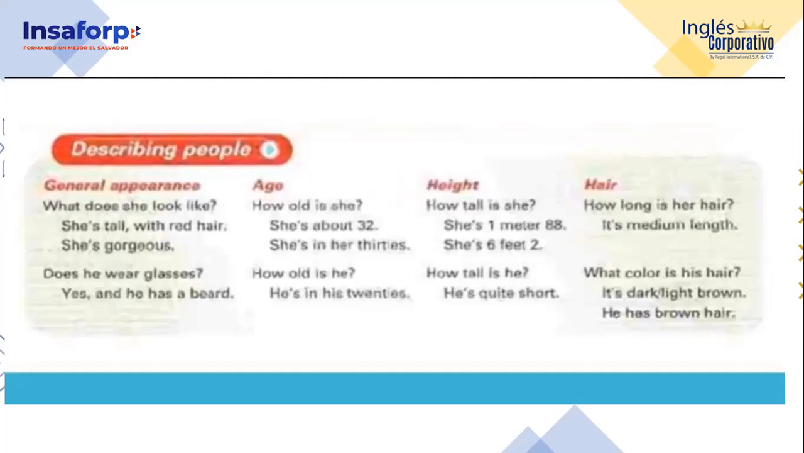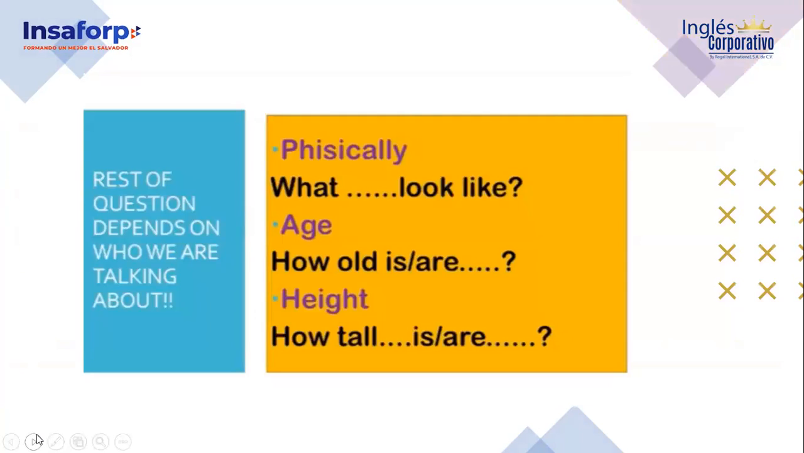So we use these questions for physical appearance. The first one is a general question: what does she look like? Then the other one is about age, how old, then height, how tall, and about hair: how long is her hair and what color is his or her hair? So let's see this in an example. Physically, what does he look like? What does she look like? Age, how old is he? How old is she? How old are they? About height, how tall is he? How tall is she? How tall are they?